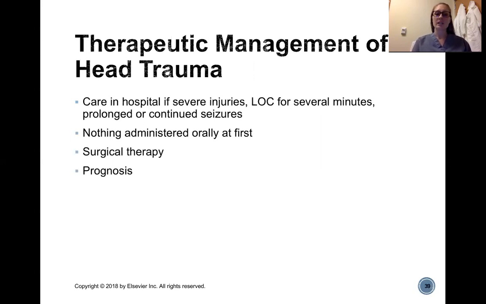The prognosis is wholly dependent upon the severity of the injury itself. It's more favorable for kids than adults with traumatic head trauma, but it really just depends on the severity and the location. It can range anywhere from slight personality changes to complete brain death.